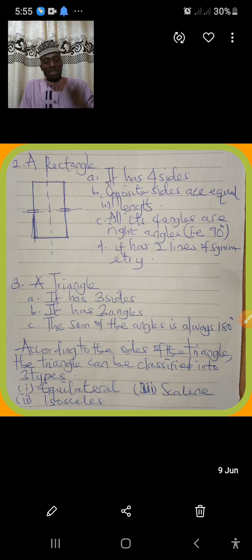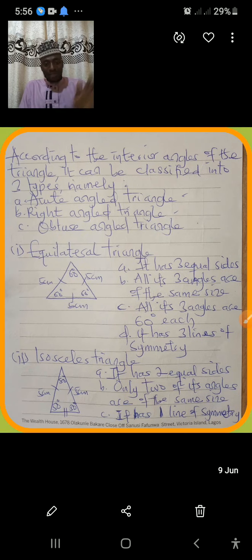According to the sides of the triangle, we want to look at sides. The triangle can be classified into 3. We'll be talking about equilateral, equal sides. All the sides are equal. We'll be talking about scalene, none of the sides are equal. Isosceles, 2 sides are equal, 2 angles too are equal. So equilateral has all angles equal, 60, 60, 60. If you sum it up, you get 180. All the sides too are also equal. That's equilateral. Isosceles, 2 of the sides are equal and 2 angles are equal. So we'll get to know more about them.